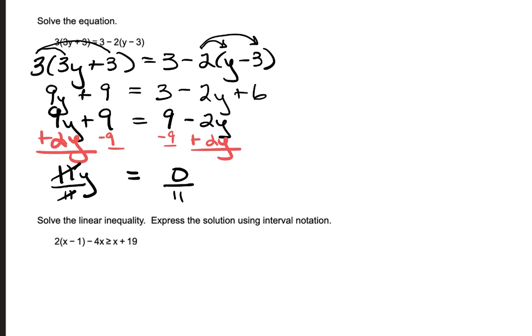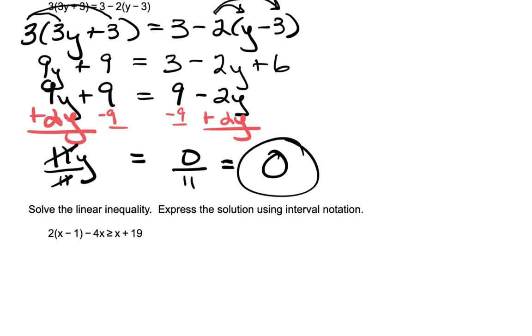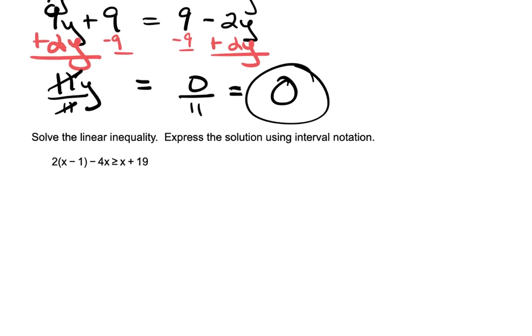You get y equals 0 over 11. As you know, with fractions, 0 over anything other than 0 is just 0. So my answer is 0. Be prepared that you could possibly get no solution or all real numbers, and a lot of times you'll get some regular number other than the number 0. So this one just happened to be the one that I pulled up when I pulled up the review. I got 0.